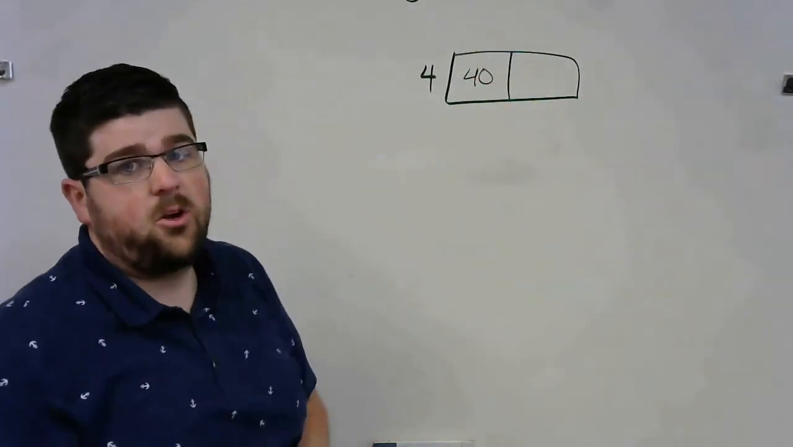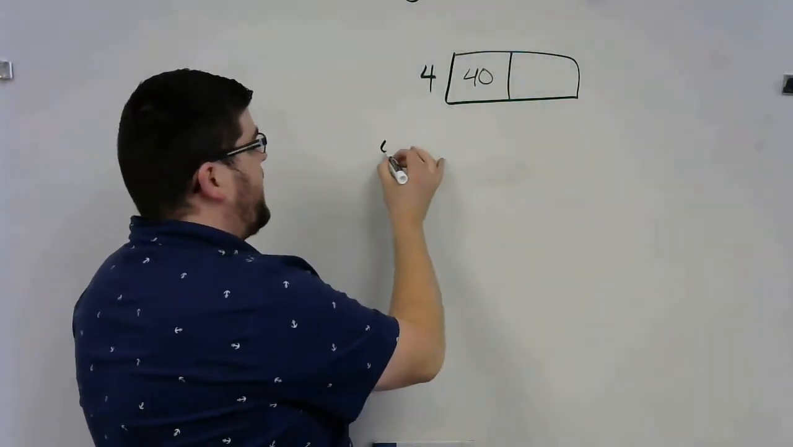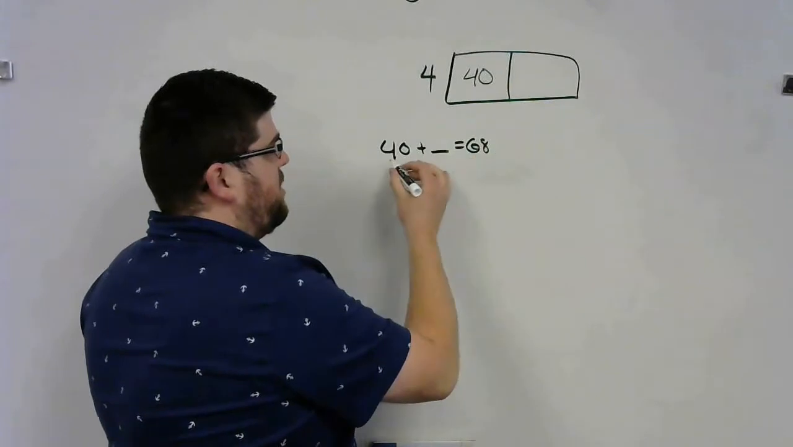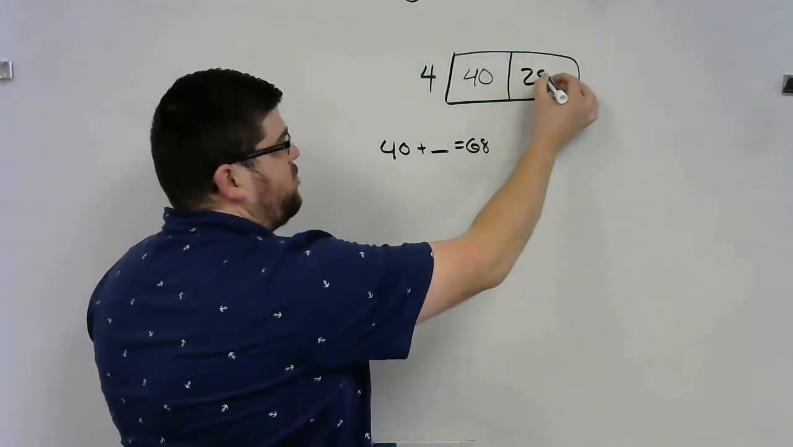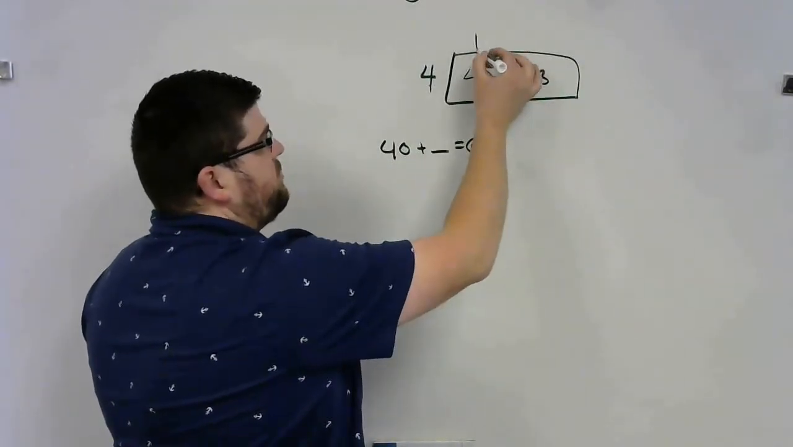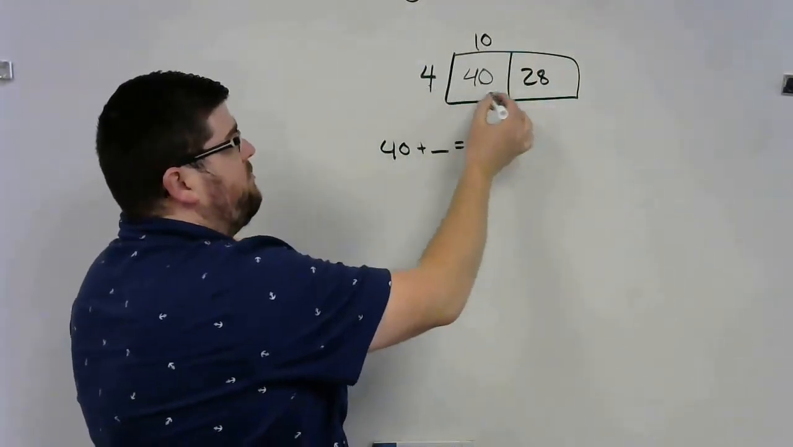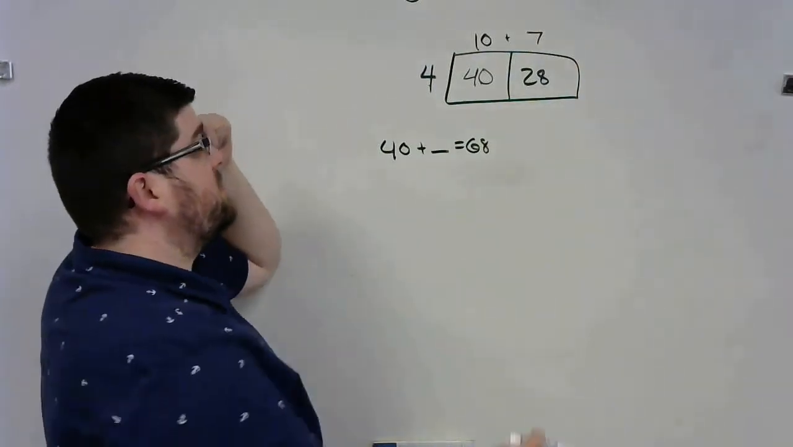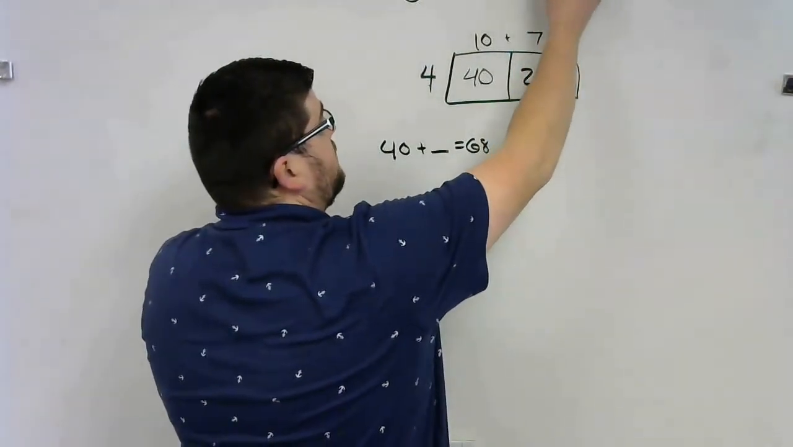So that box, I'm going to do 40. Now I have to ask myself, 40 plus what number equals 68? Well, that's 40 plus 28. So 4 goes into 40 10 times. 4 goes into 28 7 times. I add my partial quotients together to get 17.